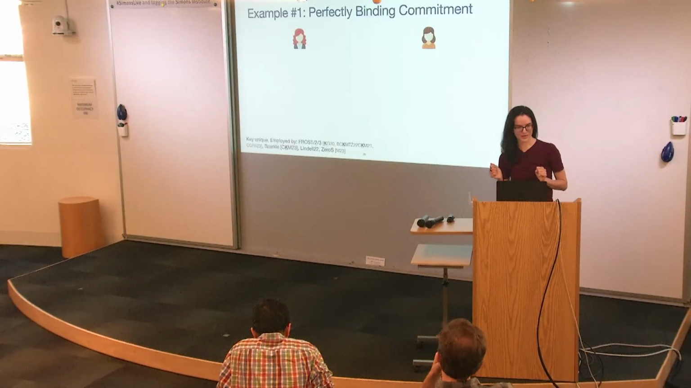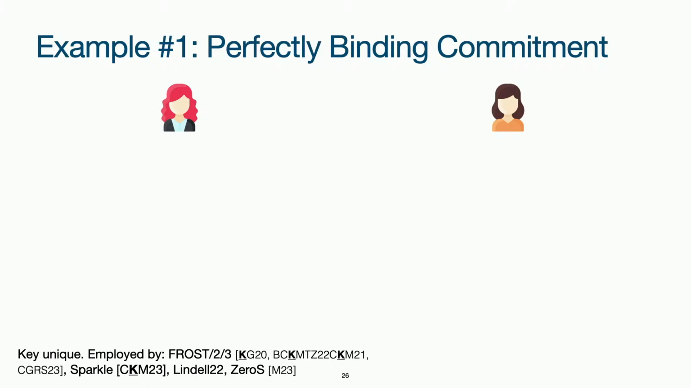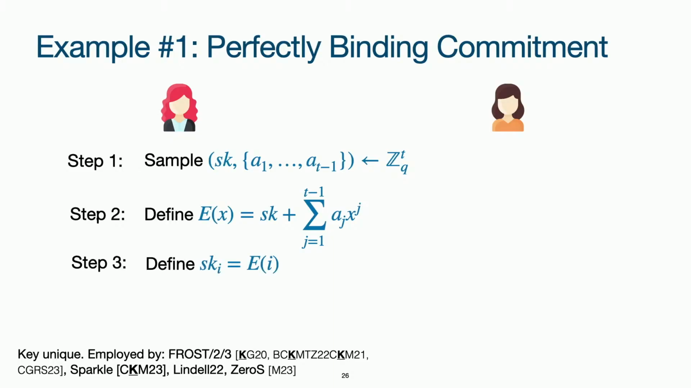I do not have a lot of time, so I'm going to focus on these examples. The first example I think is kind of obvious. Basically here, we just have a Shamir secret share of the secret key.